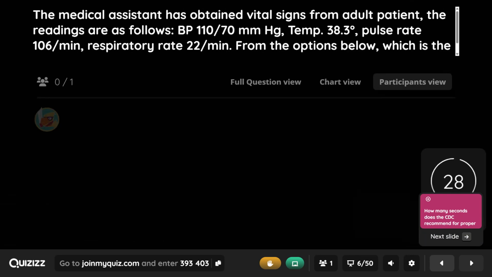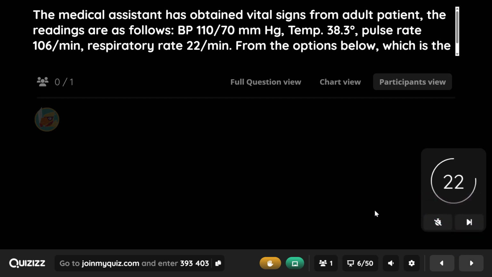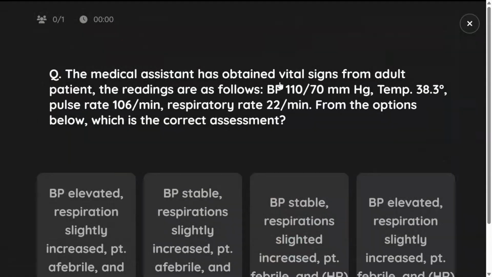The medical assistant has obtained vital signs for an adult patient. The readings are as follows: a blood pressure of 110/70, a temperature of 38.3 degrees Celsius, a pulse rate of 106 beats per minute, and a respiratory rate of 22 breaths per minute. From the options below, which is the correct assessment?